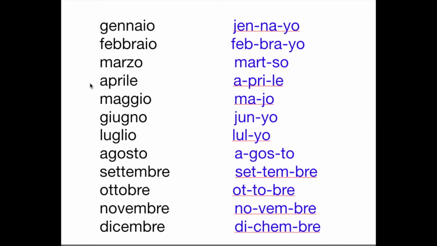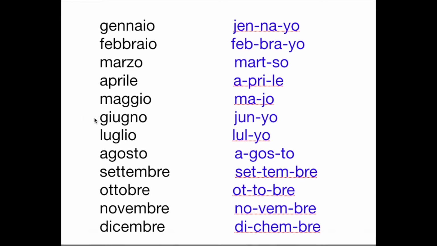Then we have aprile. This word has 3 syllables. A-pri-le. That's aprile. Maggio. This word has 2 syllables. Ma-gio. The letter G is followed by the letter I, therefore it will have a J sound, like in the word Juliet. So that's maggio.